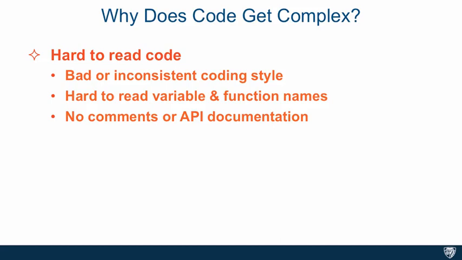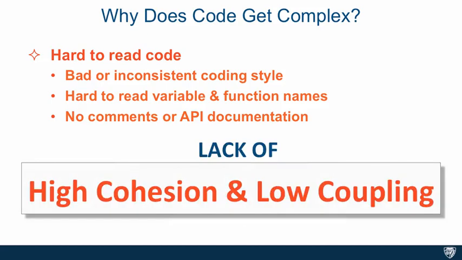However, there's a much harder problem to address. And that is a problem that software engineering has kind of battled with for years. And that is the lack of high cohesion and low coupling. So what does high cohesion and low coupling mean? So let's take a look.